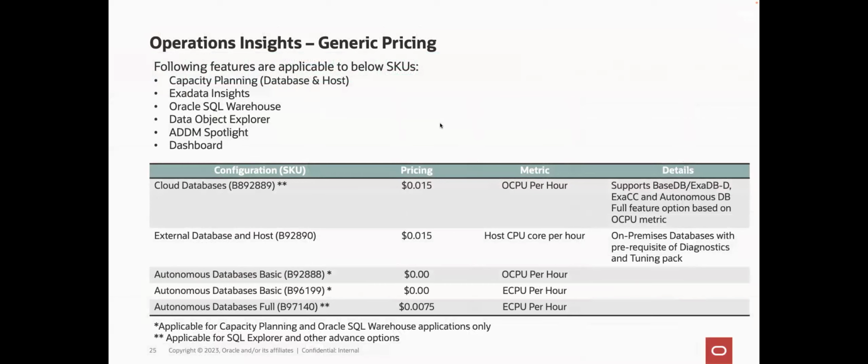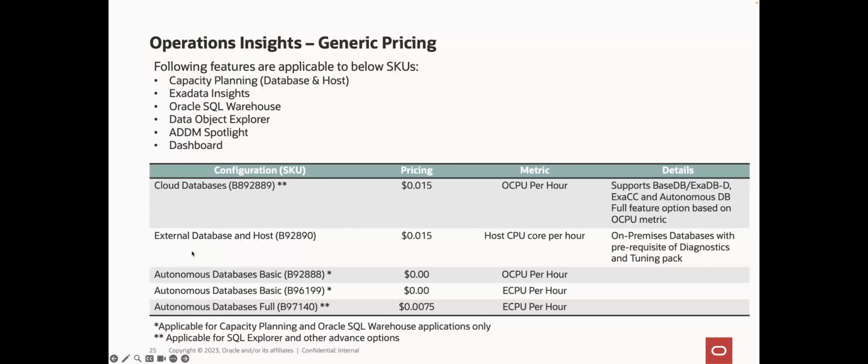Quickly on the pricing, this covers some of the features that we have covered. On the top, you can see these are the SKUs we have for Operations Insights. They're broken down by the flavor of the database. For cloud-based databases, you have to utilize the top SKU. It is priced at 1.5 cents per OCPU per hour, and it gives you details in terms of what we support as part of this SKU.